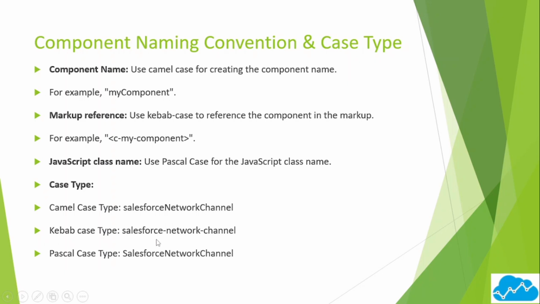In this we are using a hyphen between each word and all is in small letters. So salesforce hyphen network hyphen channel. Pascal case type. In this all the words have the first letter capital and there is no space. SalesforceNetworkChannel.